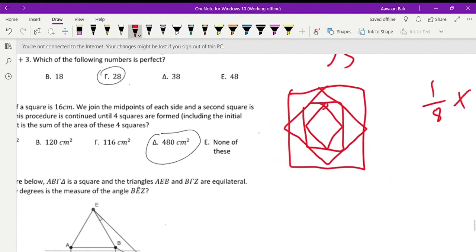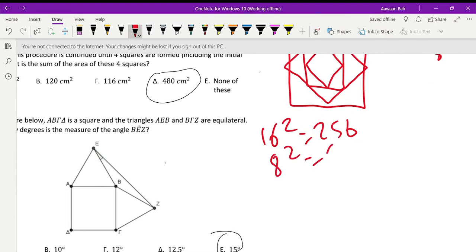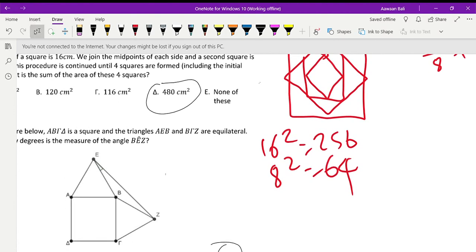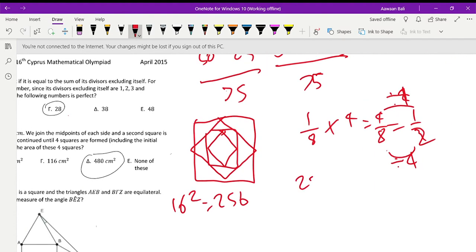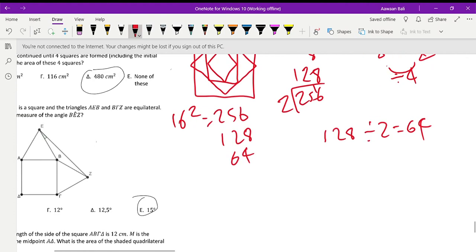Since we start from 16 squared, which is 256, and then we just do halves. 256 divided by 2 is 128. 128 divided by 2 is 64. And 64 divided by 2 is 32. Now we have the areas of all 4 squares.